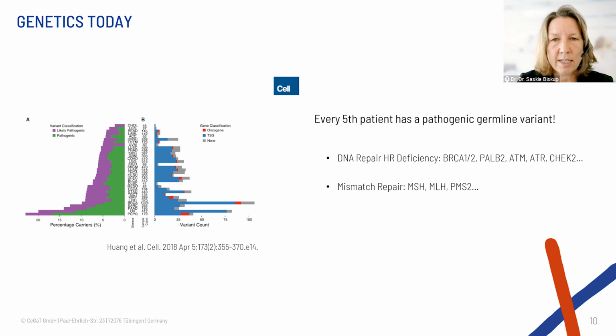So the majority of genes that are inherited and are resulting in cancer are genes that are involved in DNA repair, either homologous recombination or mismatch repair. This is something you will be familiar with, for example, from PARP inhibitor therapy or checkpoint inhibitor therapies. When you see a germline variant in one of these BRCA1 and 2 genes, or PARP2 or ATM, ATR, and so on, you immediately want to see whether you have the signature in the tumor, and this is what we provide as well.